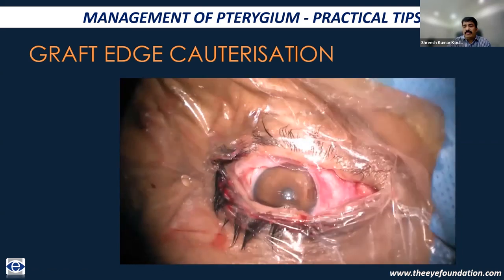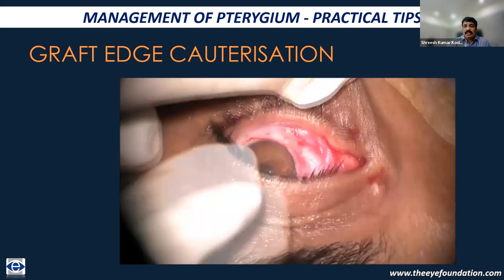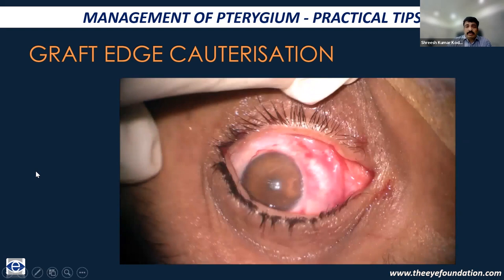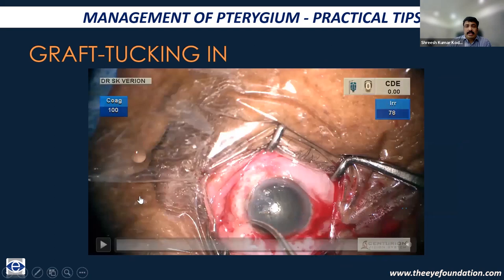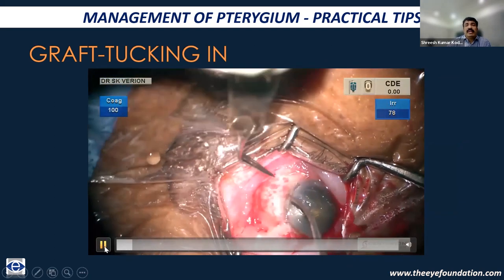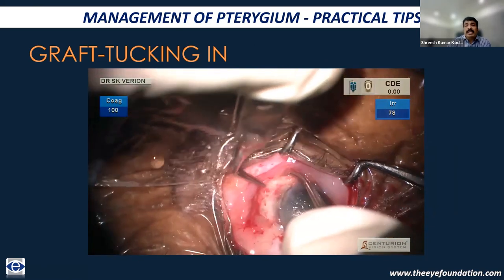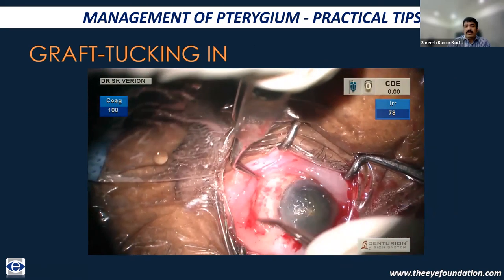If you move the lid over the graft, it is stable. There is no displacement of the graft. This works very well when you are using autologous blood. And the next one, the last procedure, is graft tucking in. You can tuck the graft underneath the conjunctival margin. This is again very important.